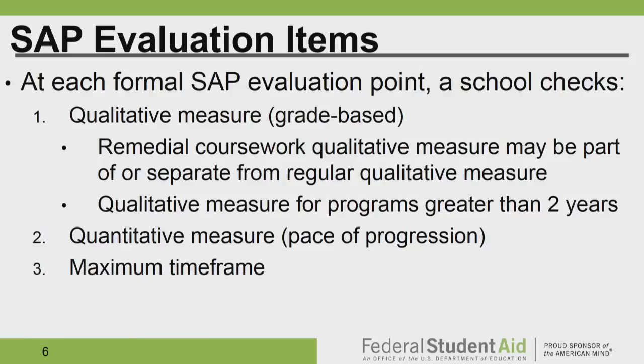We want to talk about the idea of evaluation items. Each time you do a formal SAP check for financial aid purposes, you're checking multiple things, and you need to do all of these things in order to have it count as an actual SAP evaluation. So you're looking at the first item, which is the qualitative measure, and typically we think of that as grades or your GPA. We want to highlight that remedial coursework you can do separately or have it integrated into your regular qualitative measure, and we'll talk about remedial coursework again coming up shortly.